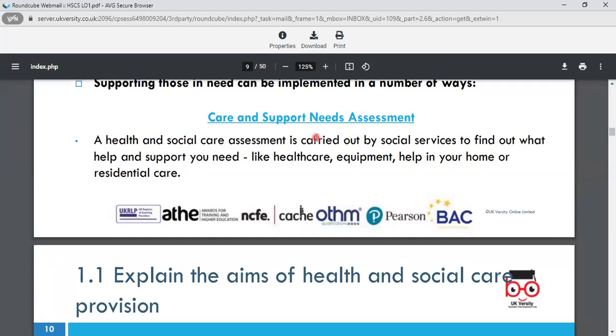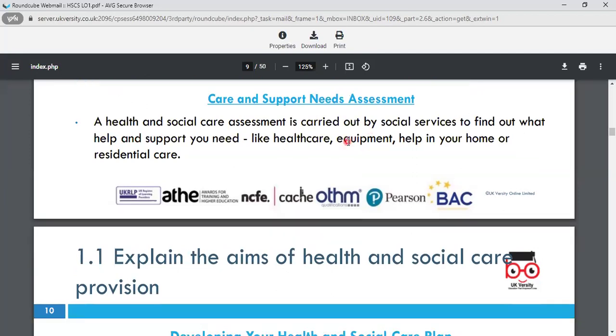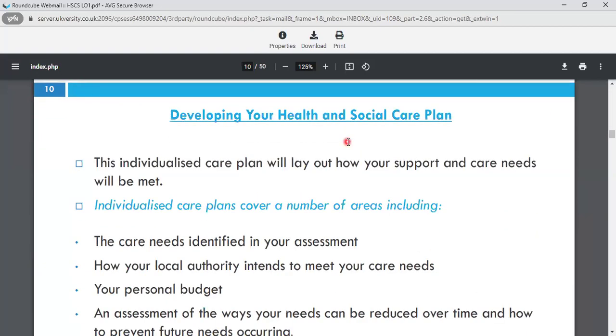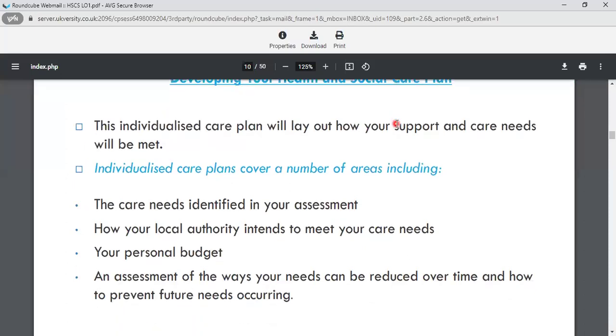So these are people who might need specialized care. They're vulnerable people. They might be children, pregnant women, or people with mental health issues who can't do for themselves. And then developing a health and social care plan. This is an individualized care plan, and it will lay out how the patients could be supported and how their care needs would be met.